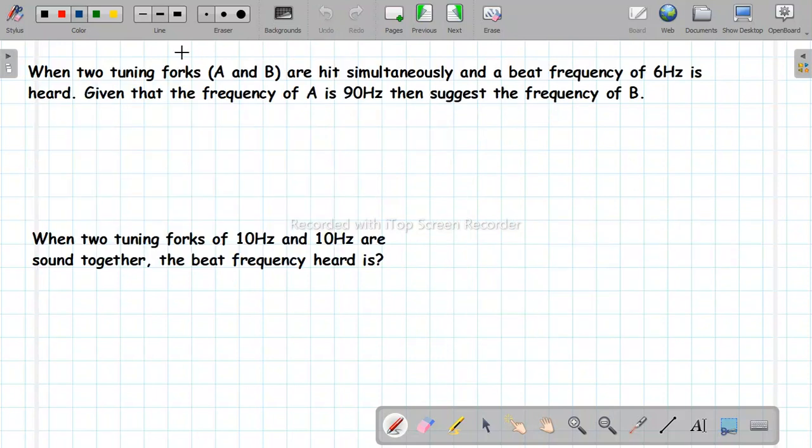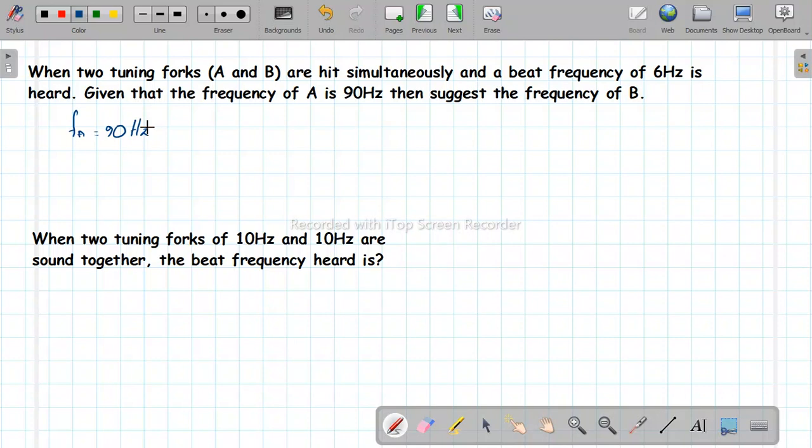Then when two tuning forks A and B are hit simultaneously and a beat frequency of 6 Hz is heard, given that the frequency of A is 90 Hz, suggest the frequency of B. इसके लिए हमें पता होना चाहिए beat frequency is heard whenever there is a difference between the frequency of sound sources, right?